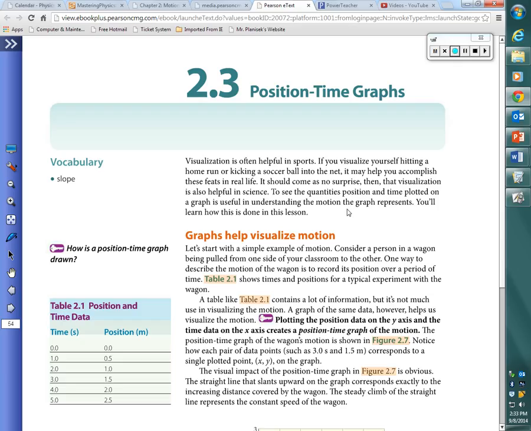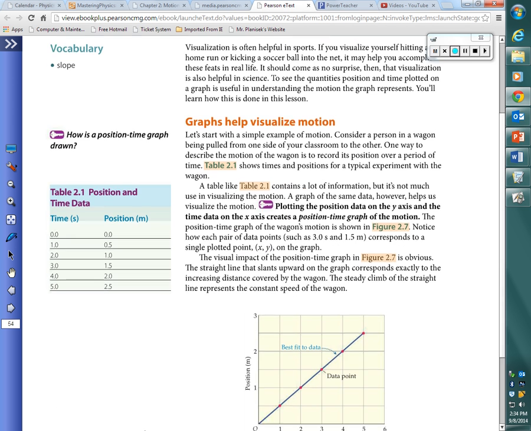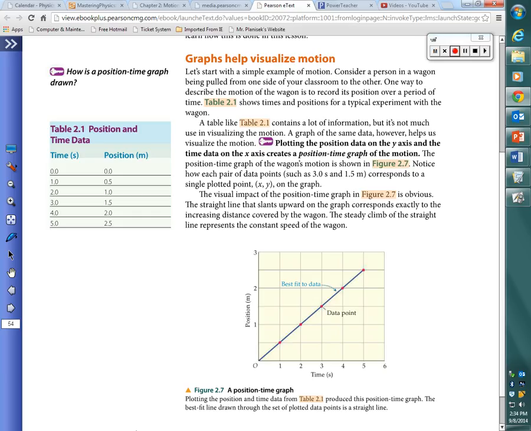All right. Reviewing what we just talked about. Graphs help visualize motion. One of the reasons that we make graphs is to look for patterns and look for trends. And that's easier to do with a graph a lot of times than it is with a data table. This specific kind of graph, we are going to plot position on the y-axis and time on the x-axis to create a position time graph.